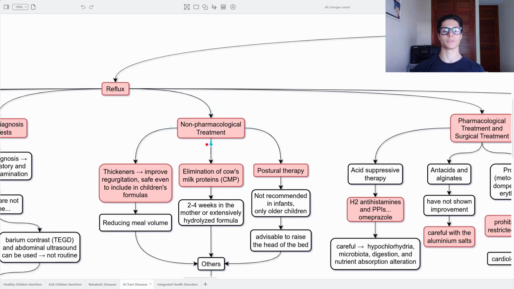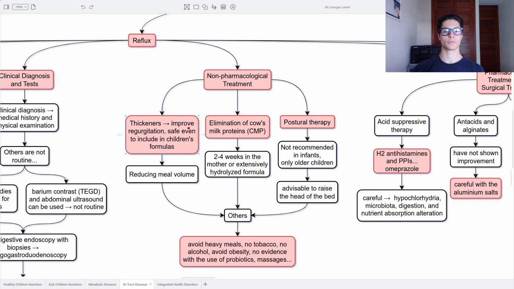The non-pharmacological treatment is using thickeners to improve the regurgitation, safe even to include in children's formulas, reducing the meal volume to avoid that regurgitation, the elimination of cow's milk proteins from 2 to 4 weeks in the mother, or extensively hydrolyzed formula. The postural therapy as well is very interesting, so it's not recommended in infants, only in older children, and it is advisable to raise the head of the bed. So this is done to eat in a proper posture.